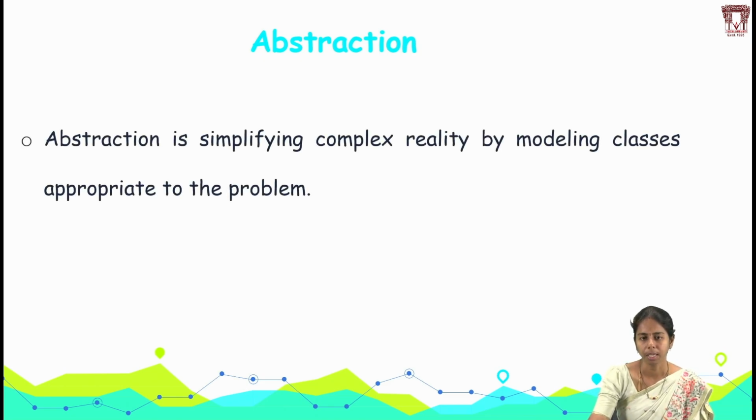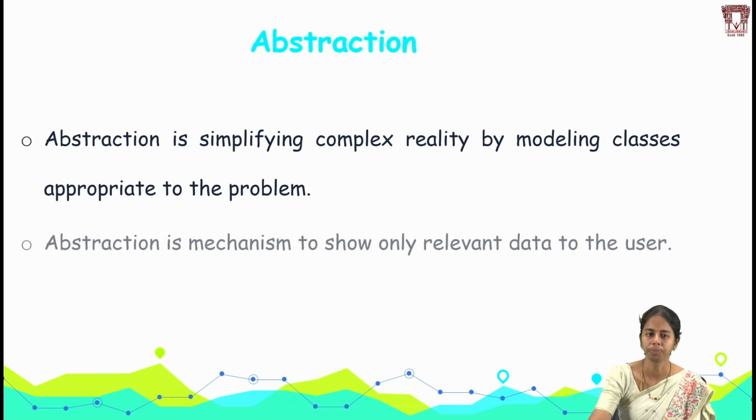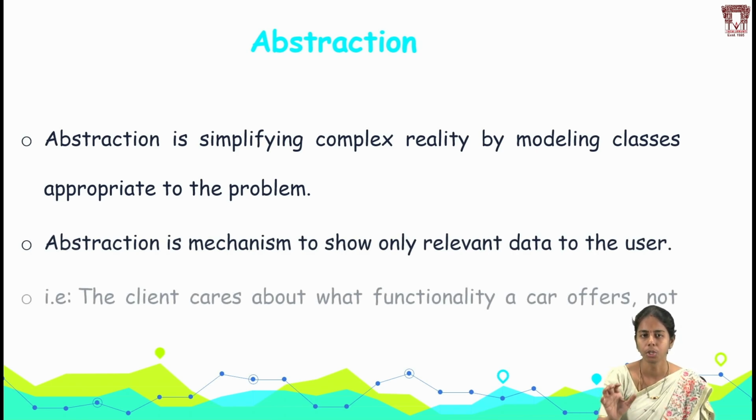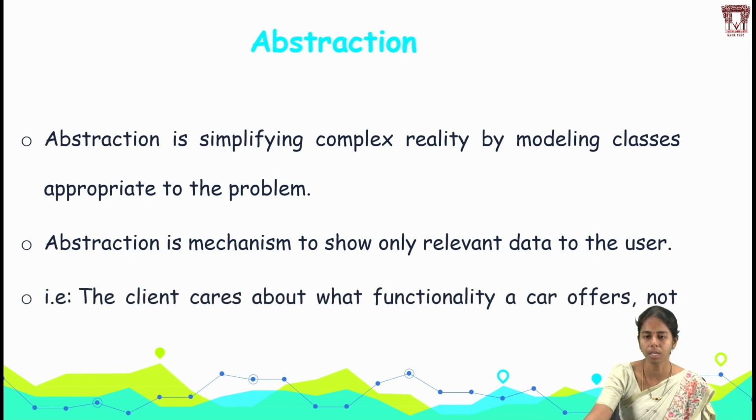Abstraction, as I said, simplifies complex reality by modeling classes appropriate to the problem. Abstraction is a mechanism to show only the relevant data to the user. We show only the particular data which is required by the user, and whatever functionality is implemented behind that is not displayed to the end user.